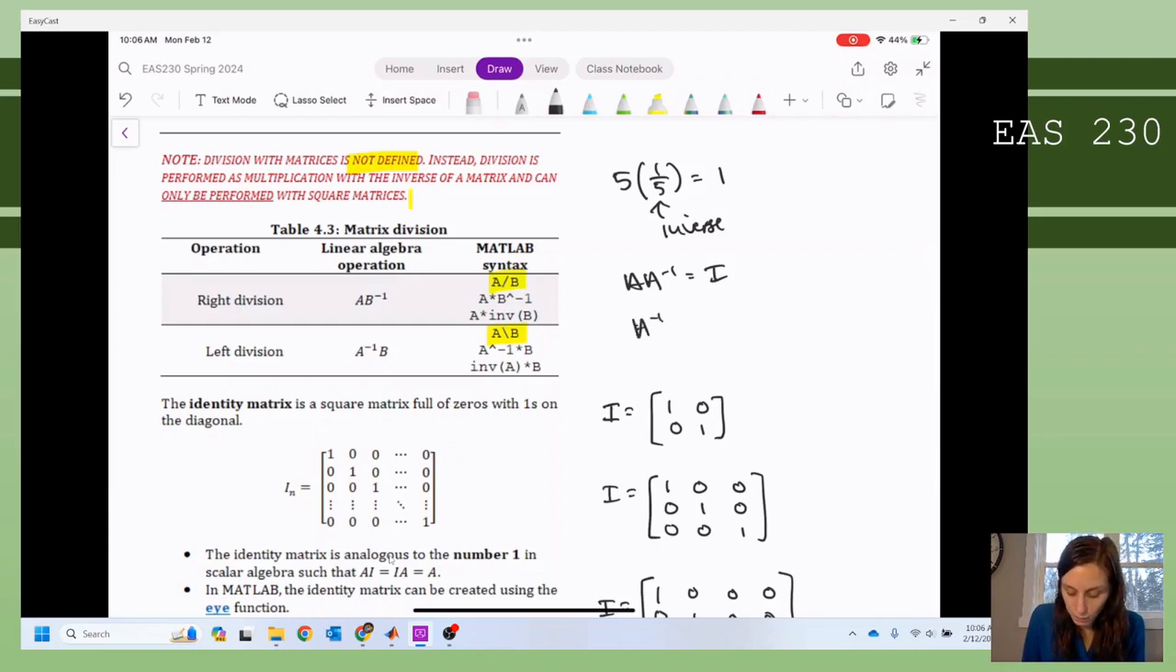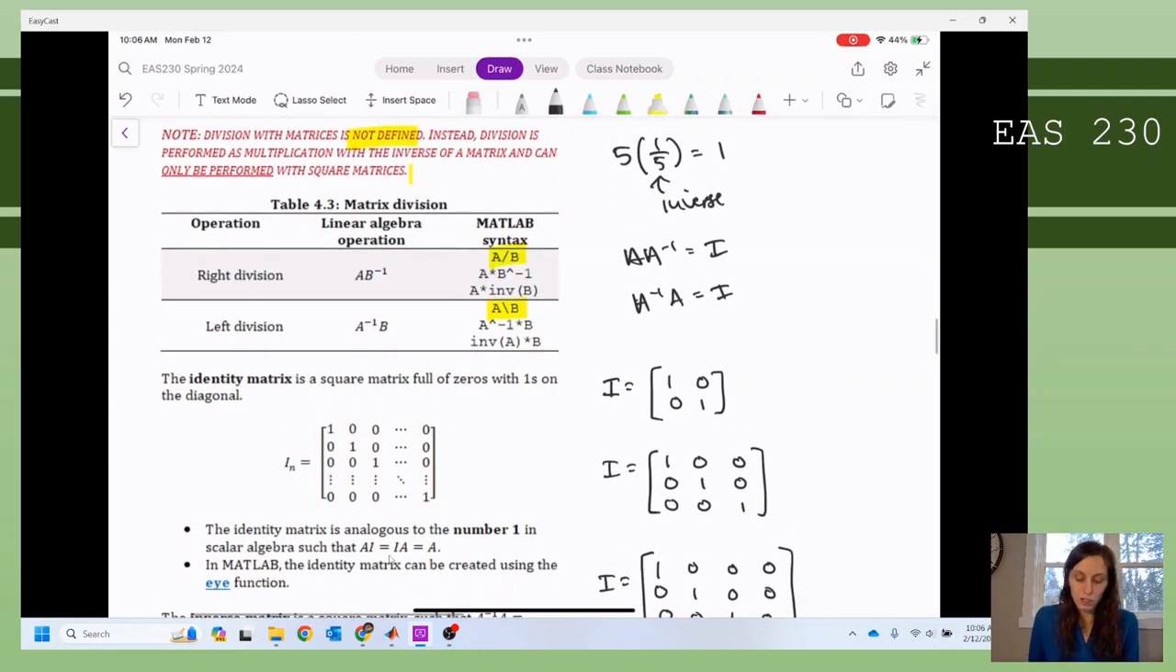And same thing, A inverse times A also equals identity. So that's what these division signs are doing in MATLAB. If I do normal right division, it's A times the inverse of a matrix. If I do A left divide B, it's the inverse of A times B. Okay, so what in the world do all these things mean?